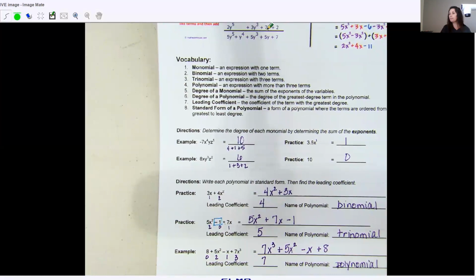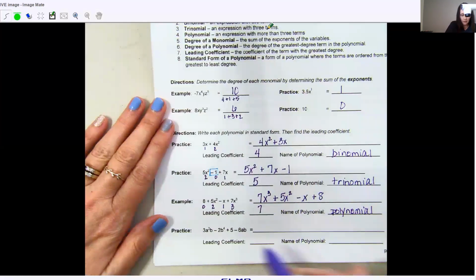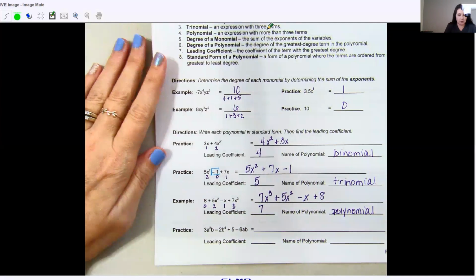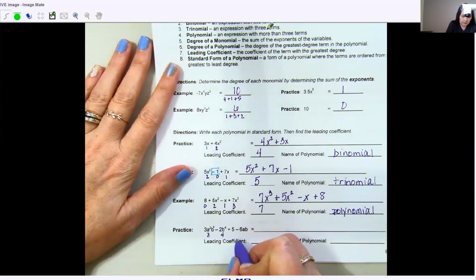Okay. Right, moving down to the last practice problem on page 1. When you have multiple variables, make sure that you add up all of the degrees. So this one has 2 plus 1, which is 3. This one has 4. This one has 0. And this one has 2, 1 for a and 1 for b.